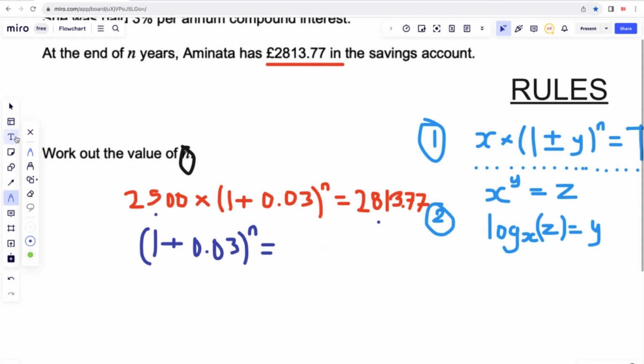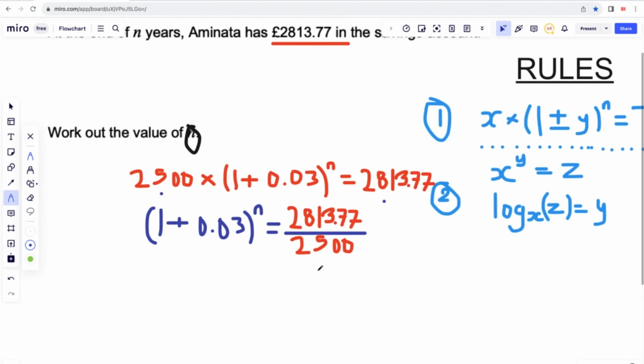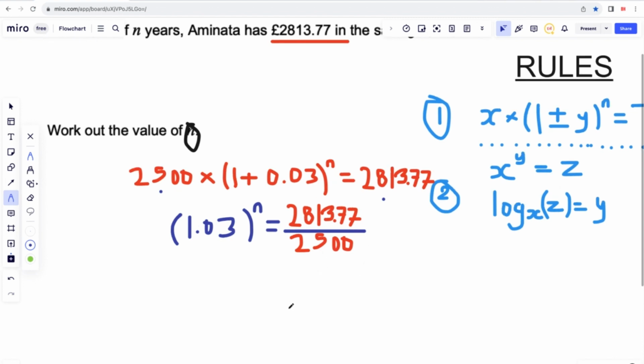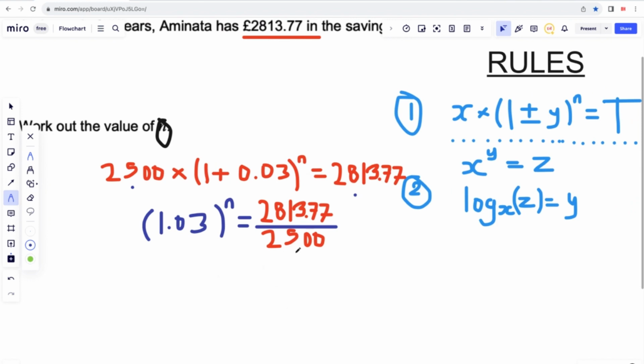Now of course you have to finish what's inside this bracket. So 1.03 to the power of n equals this fraction. Now you don't need to simplify this fraction. We're going to be using a calculator for that, but just to make our answer more accurate, we'll keep it this way.